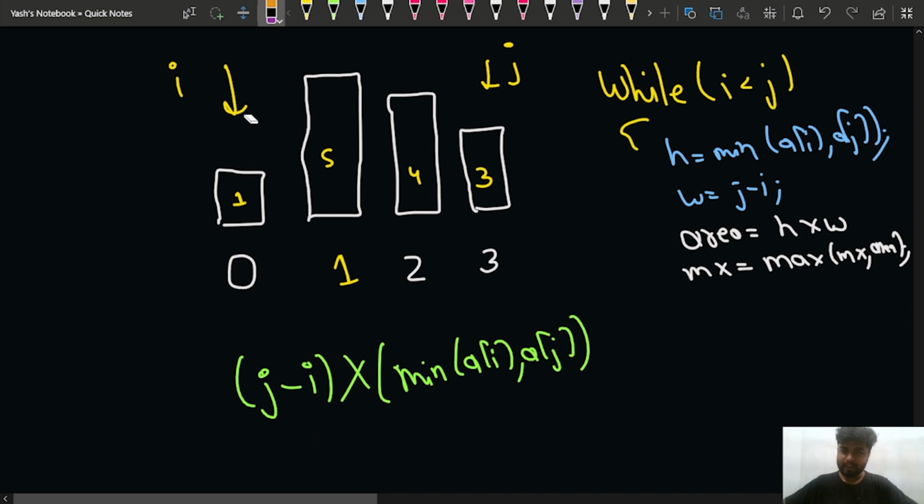You should think: should I move my i pointer here or should I move my j pointer here? Basically, you know the answer, that the answer is pillar 5 and pillar 3, correct? That is one point. But why? Why is that so? The reason for that is very, very simple.